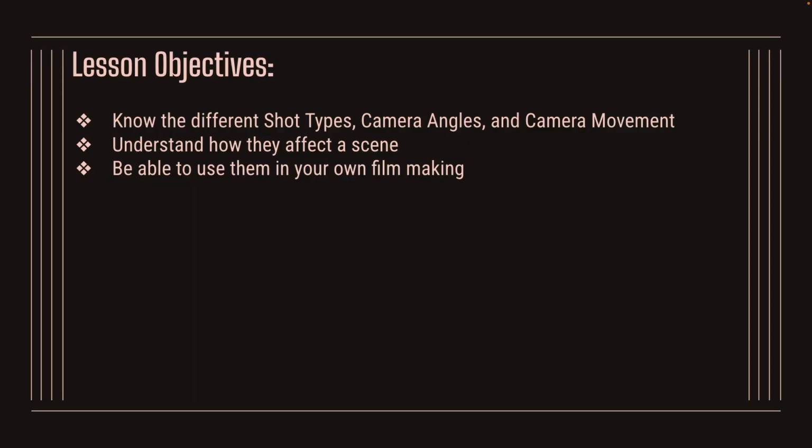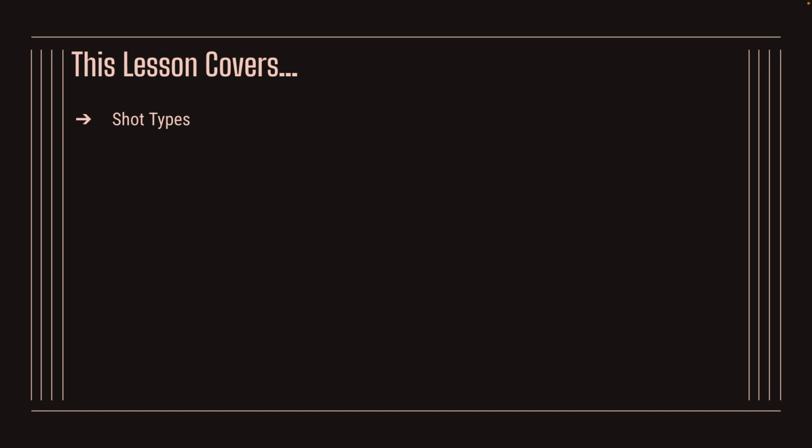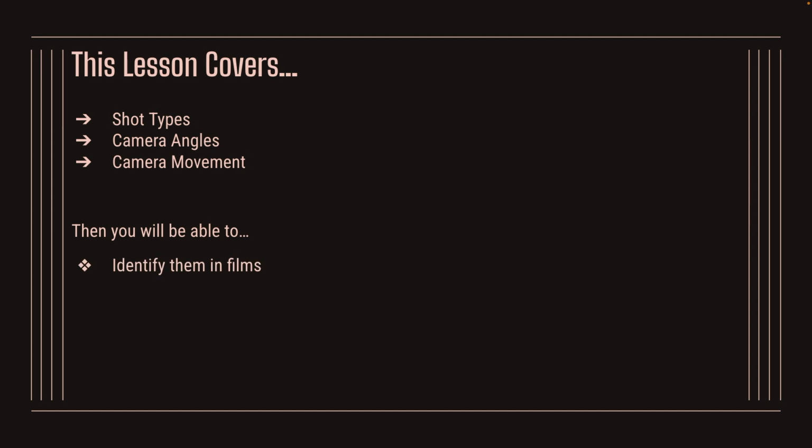The lesson objectives are to know the different shot types, camera angles, and camera movement, understand how they affect the scene, and be able to use them in your own filmmaking. This lesson covers shot types, camera angles, and camera movement. After we have learnt about all of that, you'll be able to identify them in films and use them in your own films.